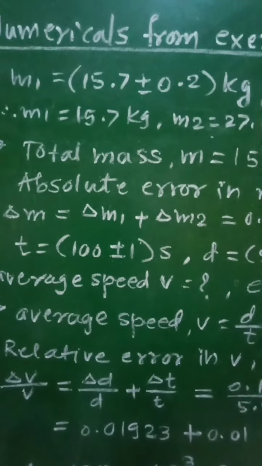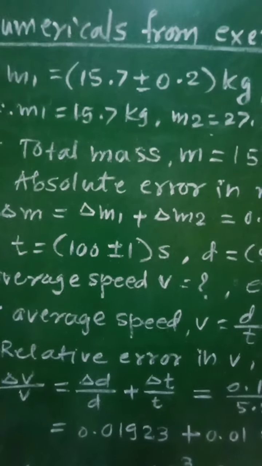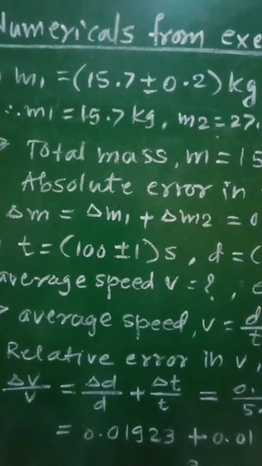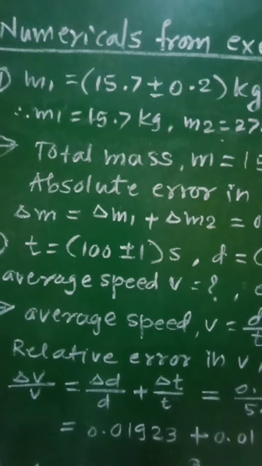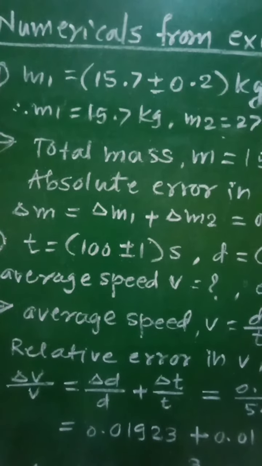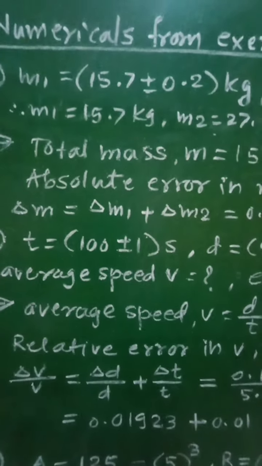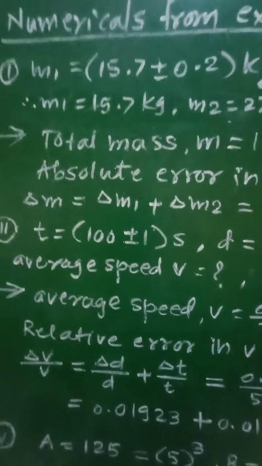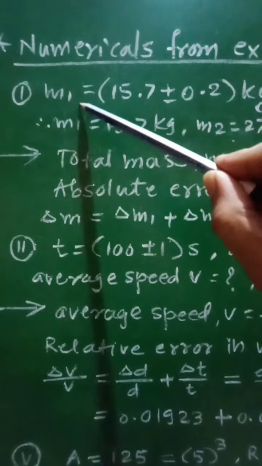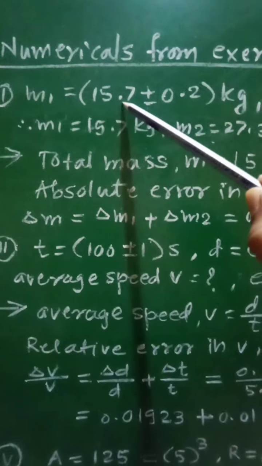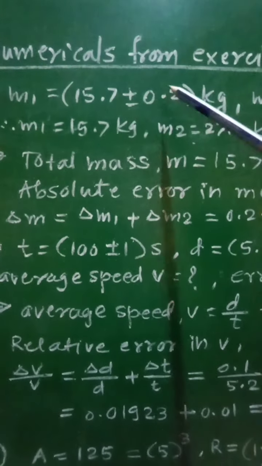15.7 plus minus 0.2 kilogram and 27.3 plus minus 0.3 kilogram. What is the total mass of the two and the error present in it? So for this numerical number 1, the given data is mass m1 equal to 15.7 plus minus 0.2.